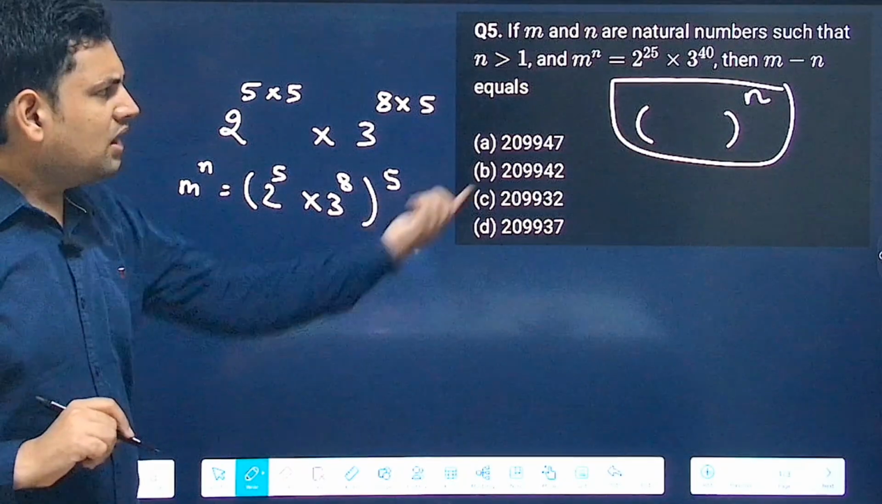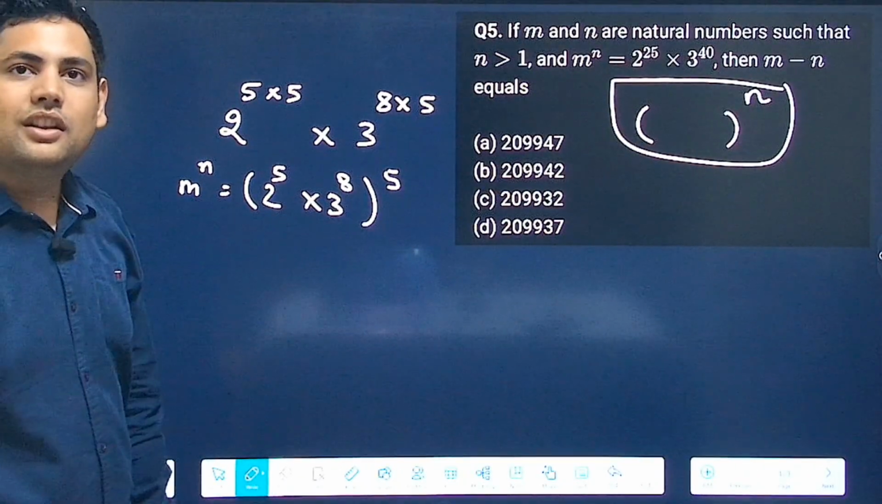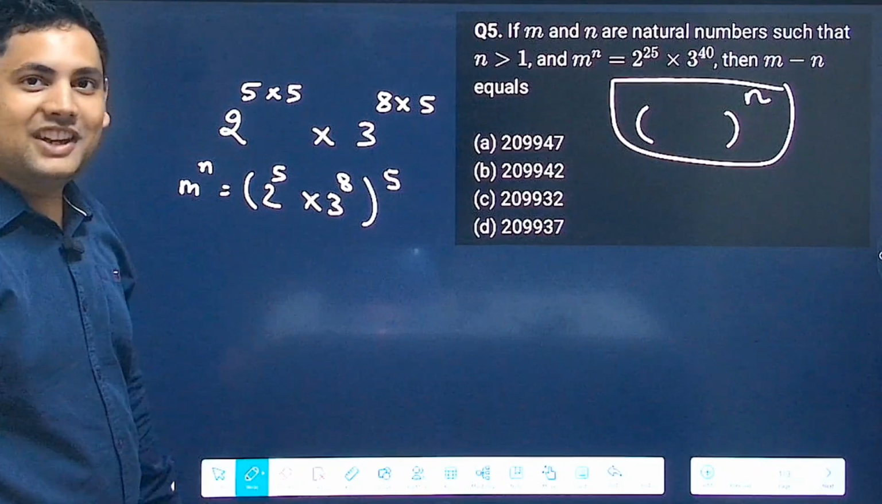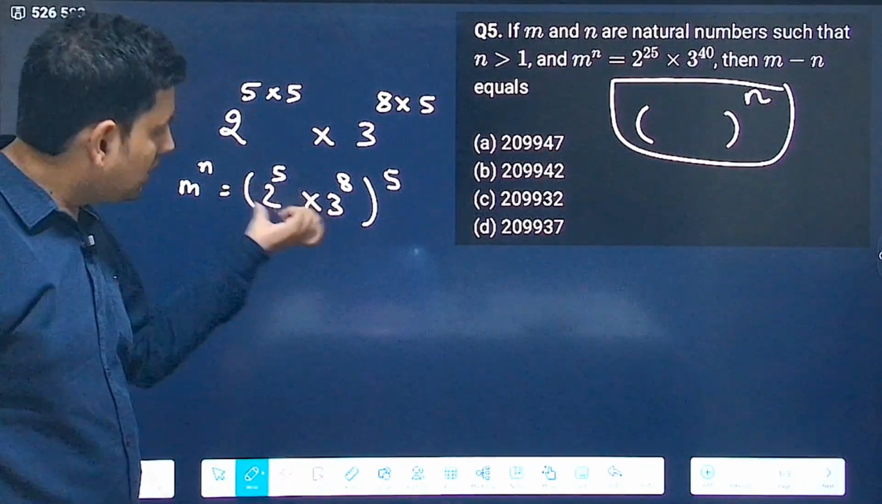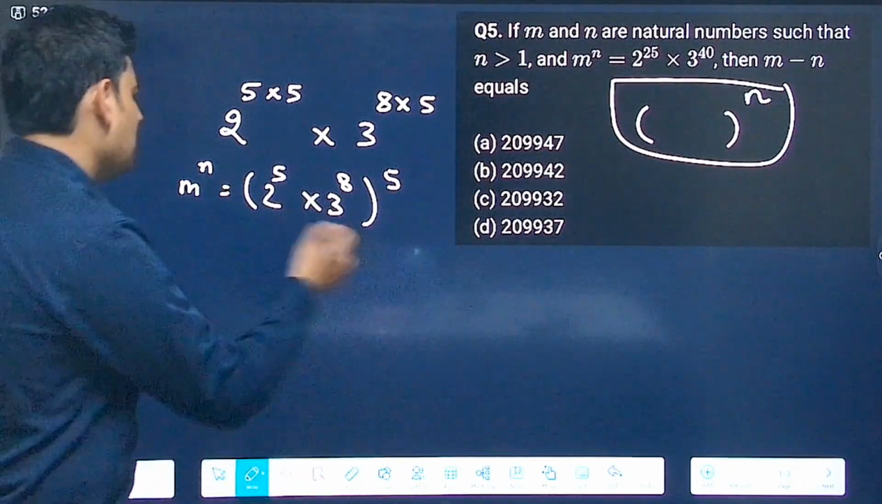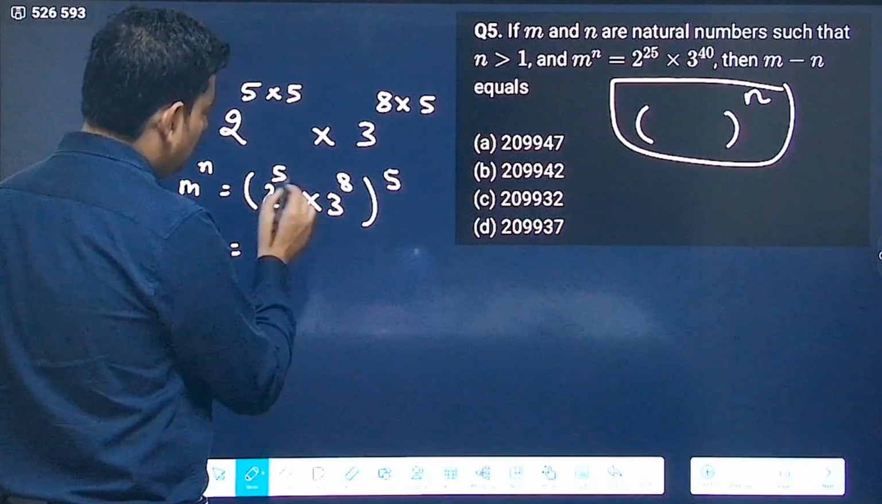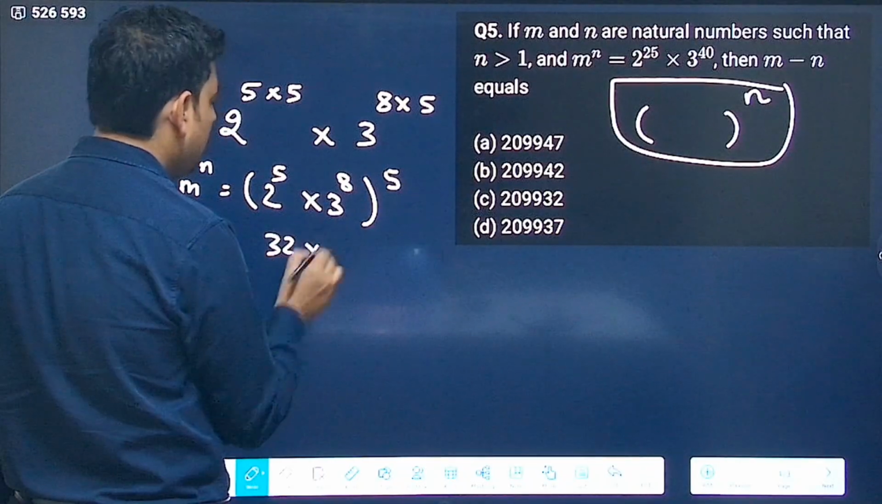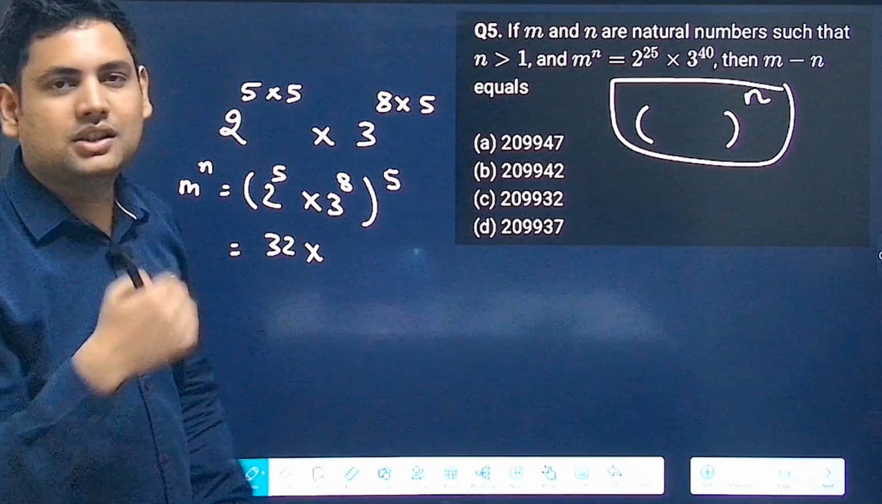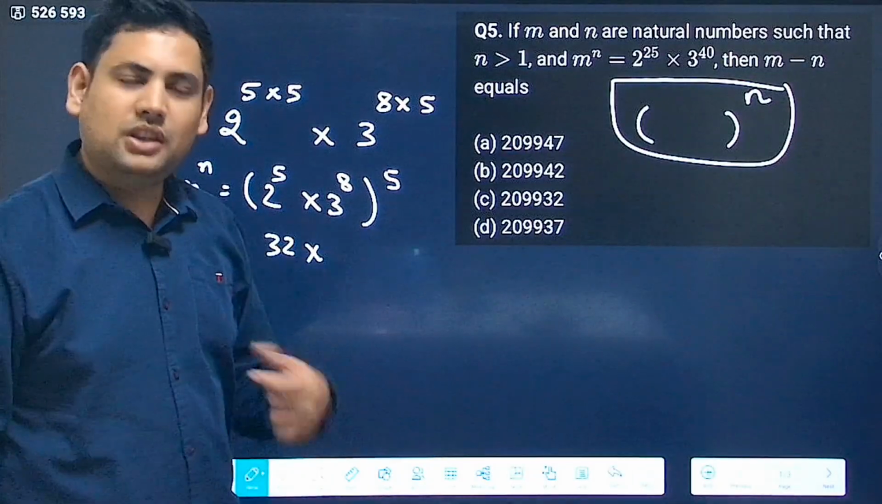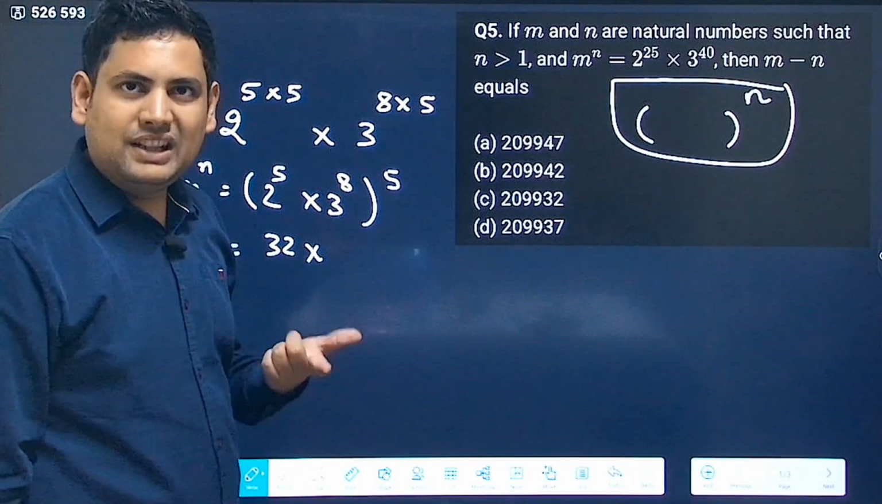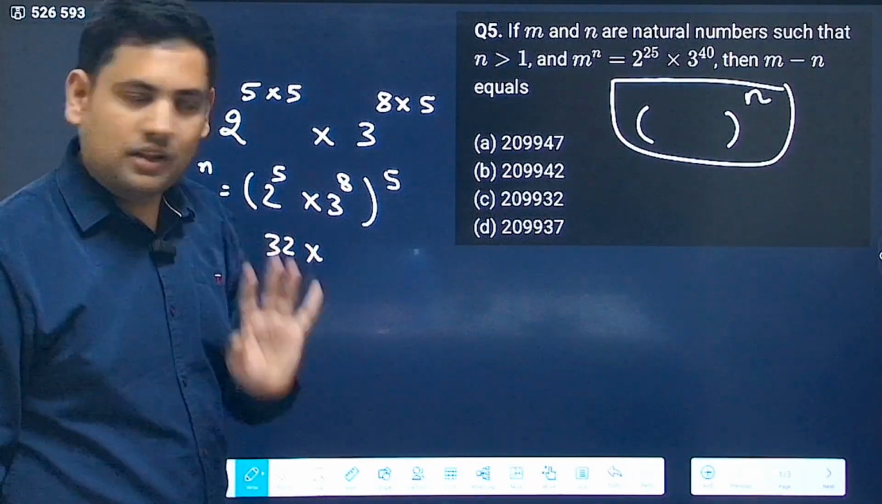So you have m, you have n, then m minus n is asked. You just start feeling by seeing the question. So this is m, this is n. What is the difference? So you can find out the value. This is 2 power 5, which is 32, into 3 power 8. Again you will see that there is so much calculation. 3 power 8 is what? 3 power 8 is 3 power 4 into 3 power 4. This I can write.